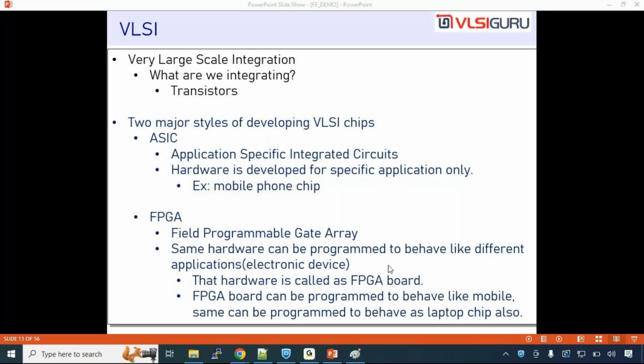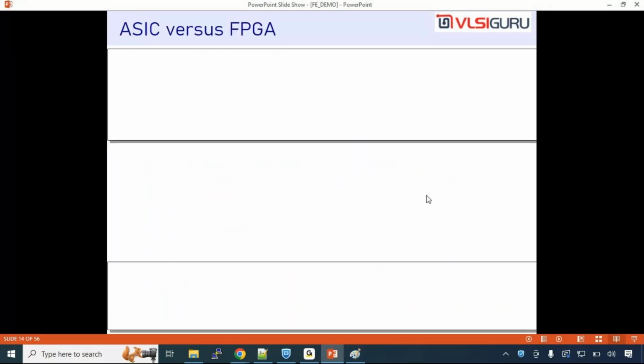So for an FPGA board to behave like a laptop chip, the board has to be complex to support all the requirements of a mobile phone chip. Now, let us understand the difference between ASIC and FPGA. You may be thinking we have come for Verilog, SystemVerilog training, so why are we starting with ASIC? I'm just trying to give you a bigger picture of what an electronic system is, what ASIC is, what FPGA is. Then we'll get into the other aspects. So let's understand the difference between ASIC versus FPGA.